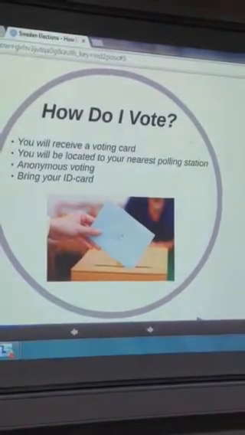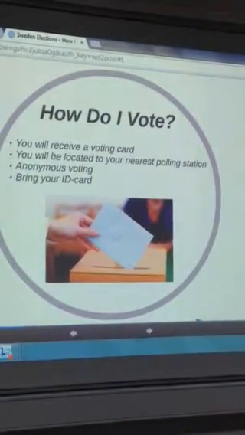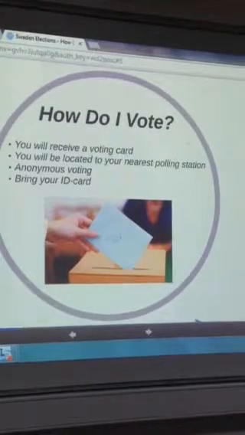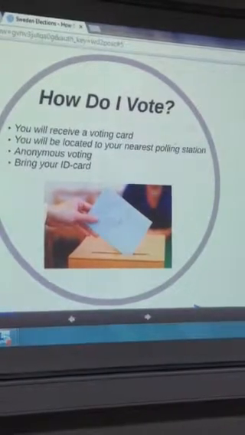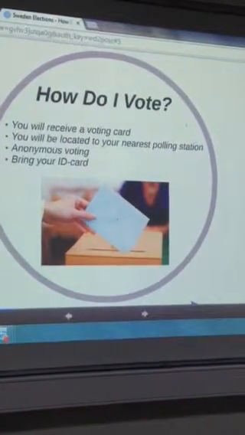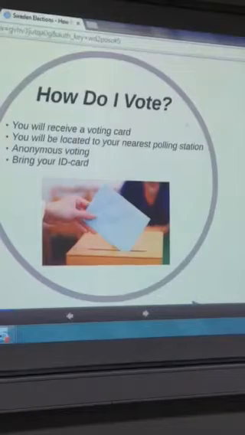And the next step then is, how do I vote? When and if you have the legal right to vote, you will receive a voting card in your mailbox with information that will locate you to your closest polling station. The voting is completely anonymous, which gives you the privilege to keep your integrity.